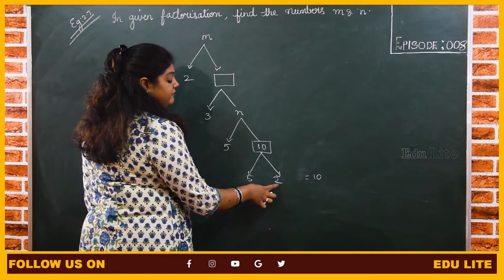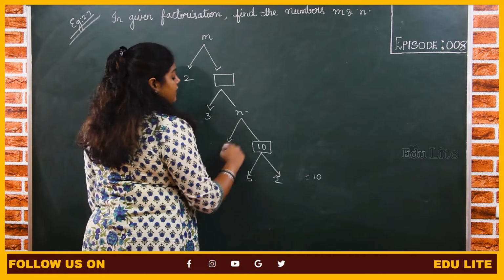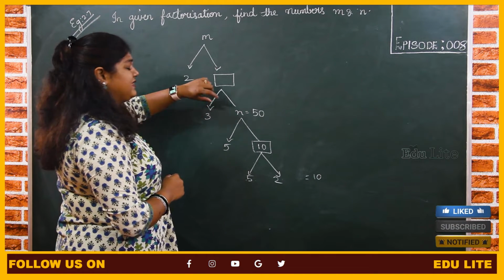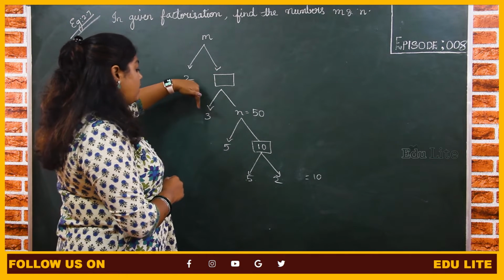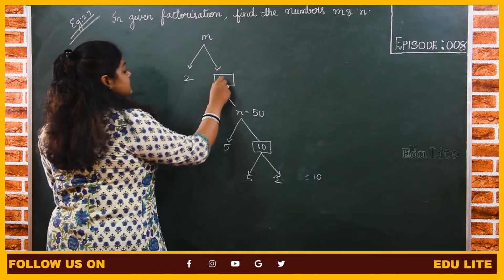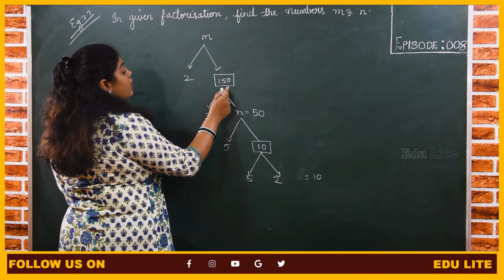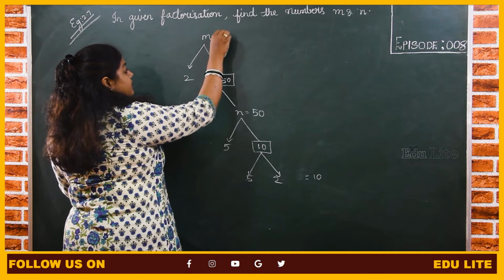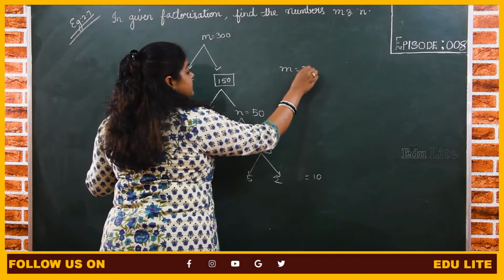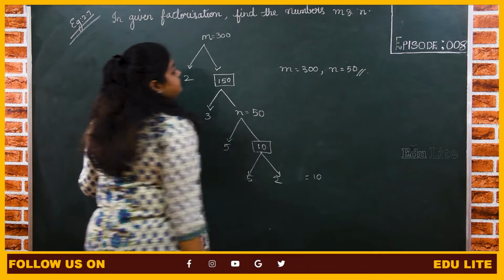What I did here was multiply 5 and 2 to get 10. So what will we do now? We have to multiply these two numbers. 5 into 10 will give 50. Next, we proceed with the same process and multiply these two numbers. 50 into 3 will give us 150. So this box is also occupied. Next, the same process here: 150 into 2 will give me 300. Okay, so this is how the tree has come. So the value of m in this problem is 300, and the value of n is 50.